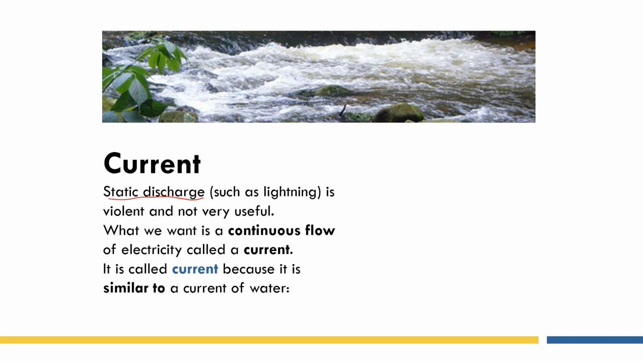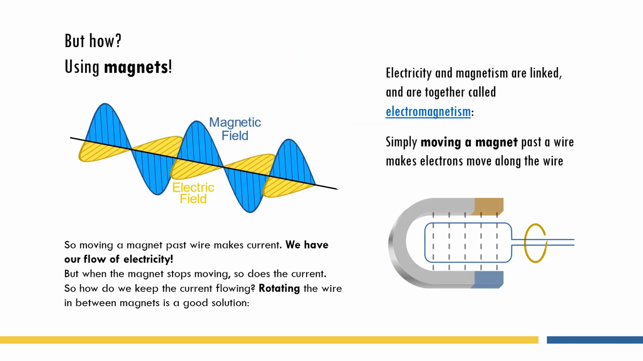Okay, sometimes it's violent. But what we want to make our life useful is a continuous flow of electricity, which is called current. We call it current because it looks similar to the movement of water in rivers, or the movement of water in a waterfall. So how are we going to make a current move and flow all the time?